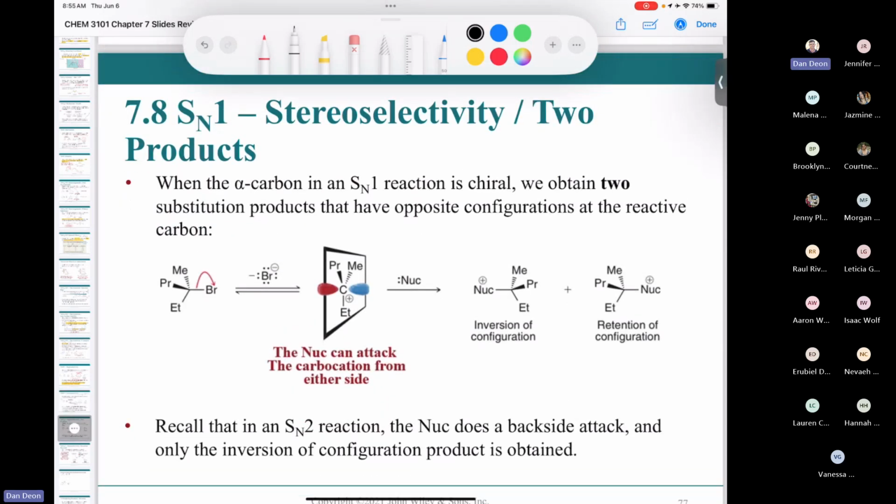Now, just a couple more thoughts before we get into some practice problems here. Once your leaving group leaves, your alpha carbon becomes sp2 hybridized, right? So the carbocation is sp2 hybridized, therefore it's trigonal planar. And so the nucleophile can come in and attack from either side. So you're going to get a racemic mixture.